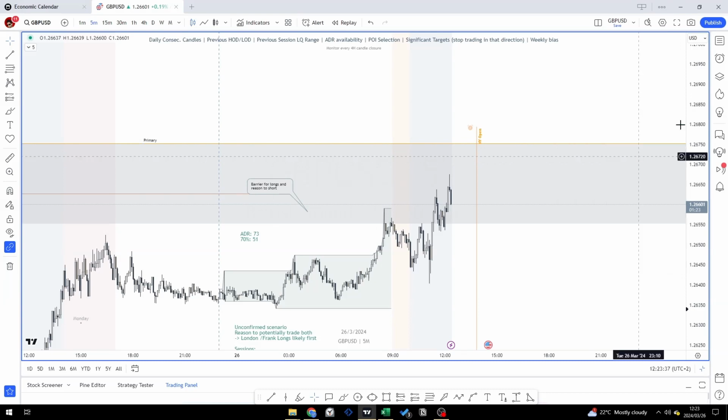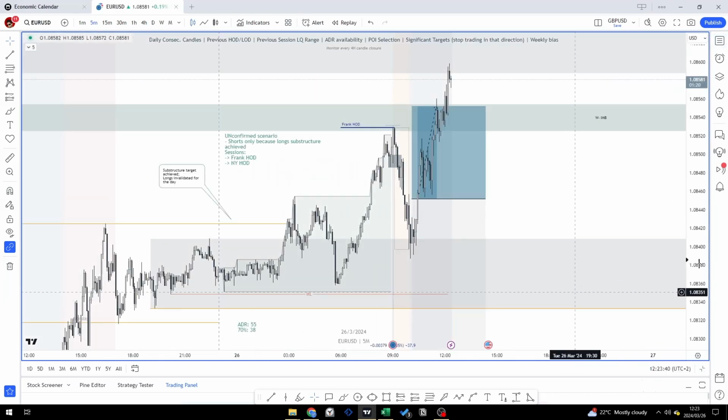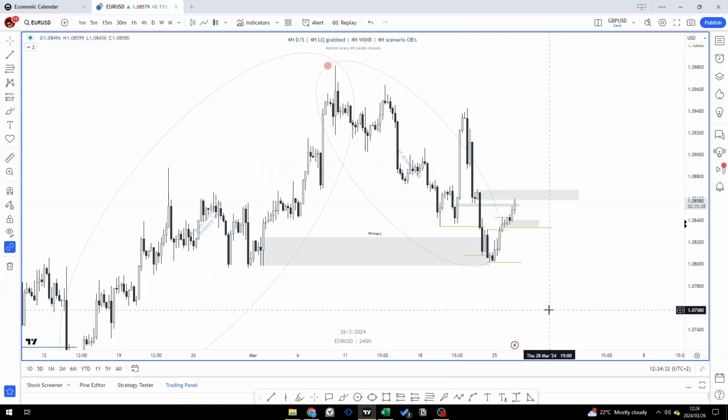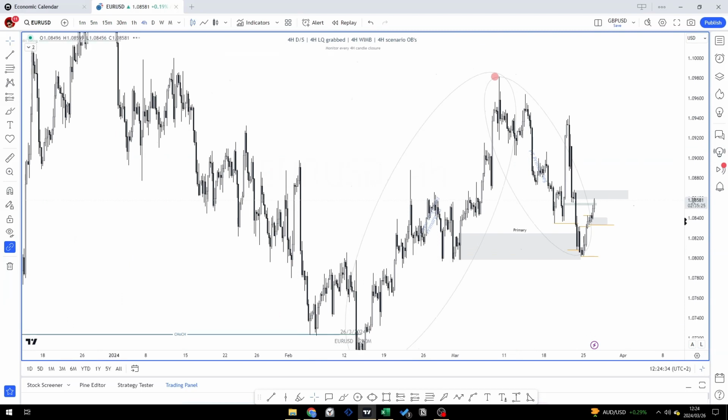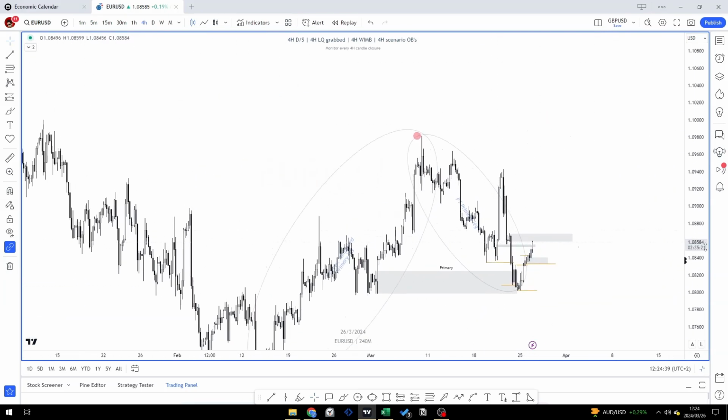So that's the approach there. And then I'll move on to EURUSD. Okay, so EURUSD, I did take one trade in line with the trading plan, and I'll explain why it did make sense. Although, from the looks of it right now, I may have missed something. Alright, so let's start on the 4 hour, and then we can go from there. So from a 4 hour perspective, nothing has changed again. We're still in an unconfirmed scenario. For more detail, look at the London Outlook.